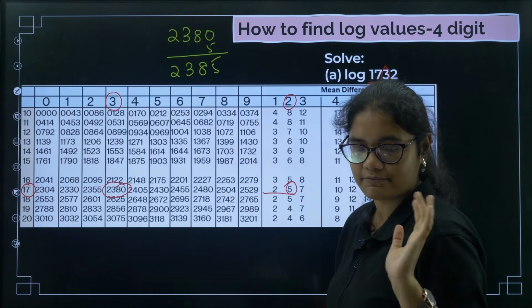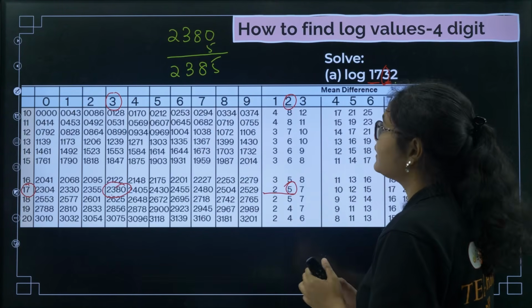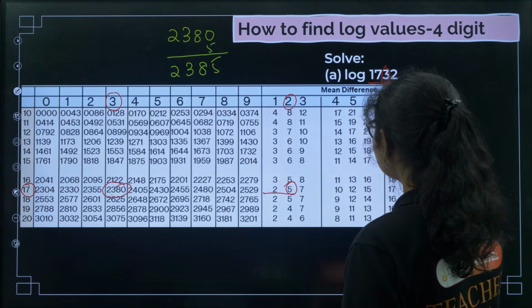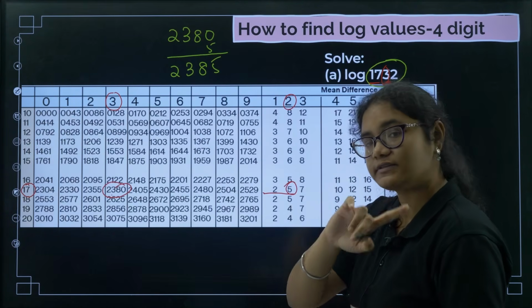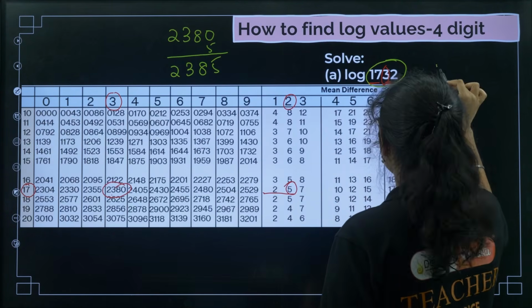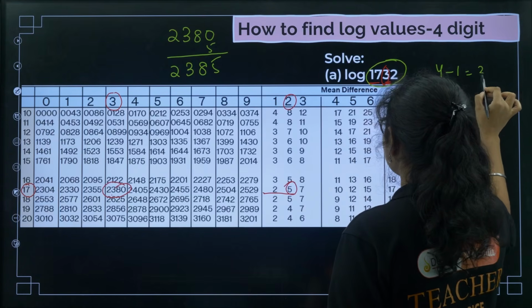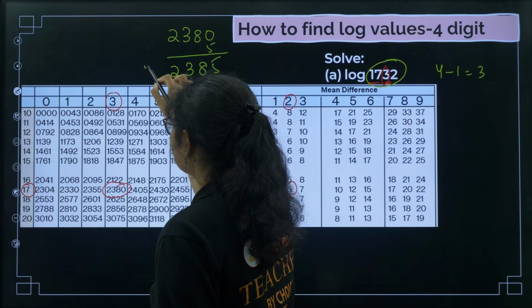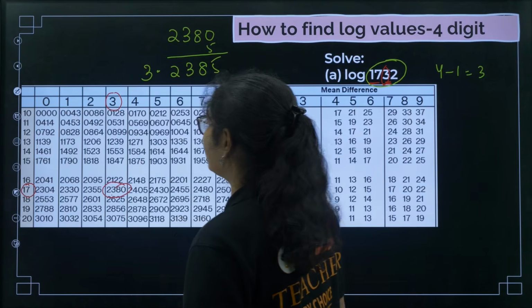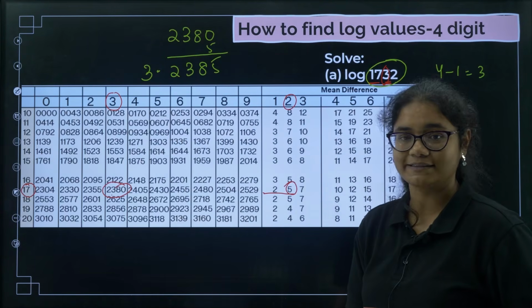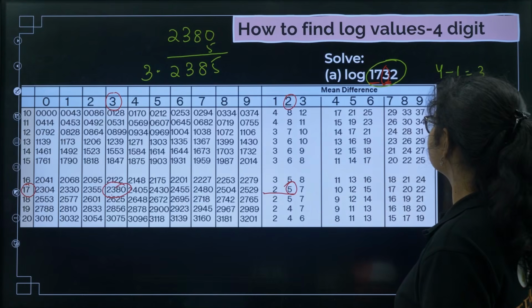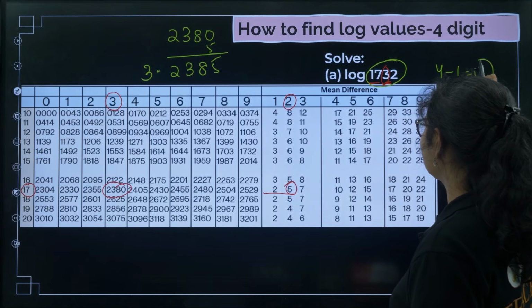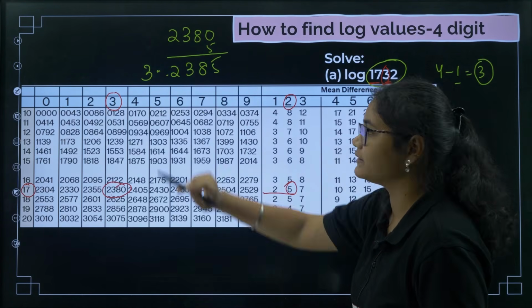I got 2385. Now what do I need to do? See, how many digits are here? 4 digits are there. You need to subtract 1 from here. So 4 minus 1 is 3. So I need to put a decimal here and write 3.2385. What is the last step? Count the total number of digits, then subtract 1 from there. So we will get 3 and then put that number with a decimal.